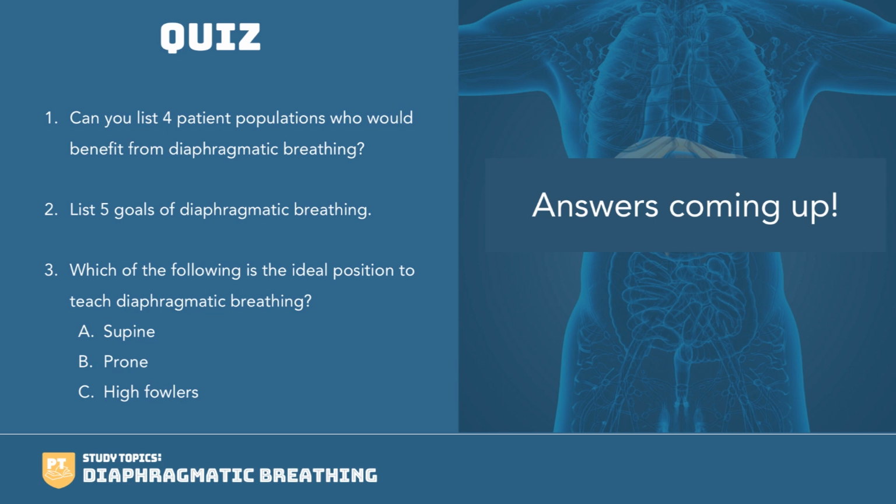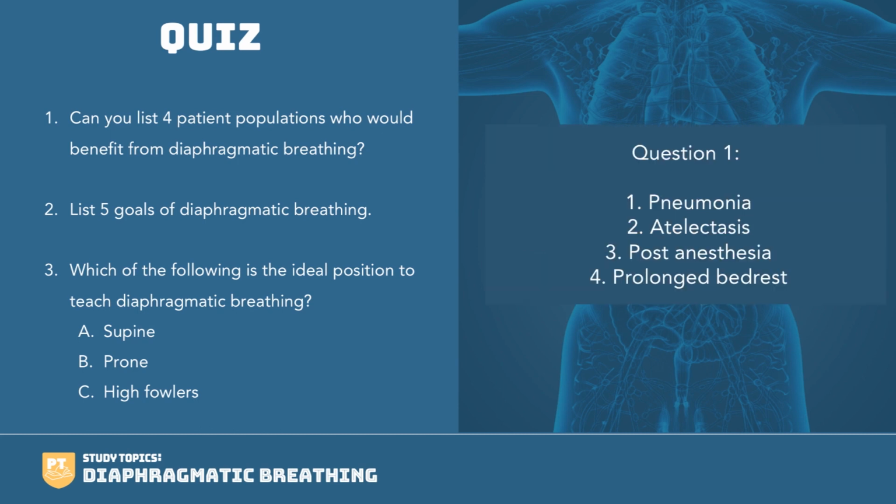Okay, let's review the first answer. So, can you list 4 patient populations who would benefit from diaphragmatic breathing? Well, you really want to think about what we're gaining from doing diaphragmatic breathing or what is the purpose. And this really is to help open up the airways and increase circulation in the lungs and really try to help get that air down into the bases of the lungs. So, if your patient has pneumonia, atelectasis, post anesthesia after a surgery, or prolonged bed rest, they're great candidates for diaphragmatic breathing. Now, can you list 5 goals of diaphragmatic breathing?